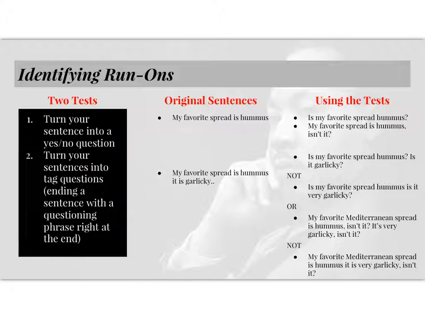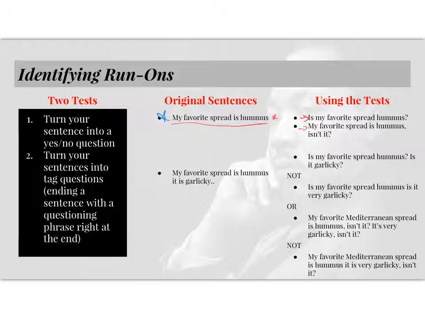So if we look at our first original sentence right here, my favorite spread is hummus. If our first test is to turn it into a yes-no question, is my favorite spread hummus? That makes perfect sense. It's really easy to turn this sentence into a yes-no question. The tag question, my favorite spread is hummus, isn't it? Again, makes perfect sense. So we know that this sentence is fine. It is an independent clause. It's not a run-on. There's one single independent clause there.